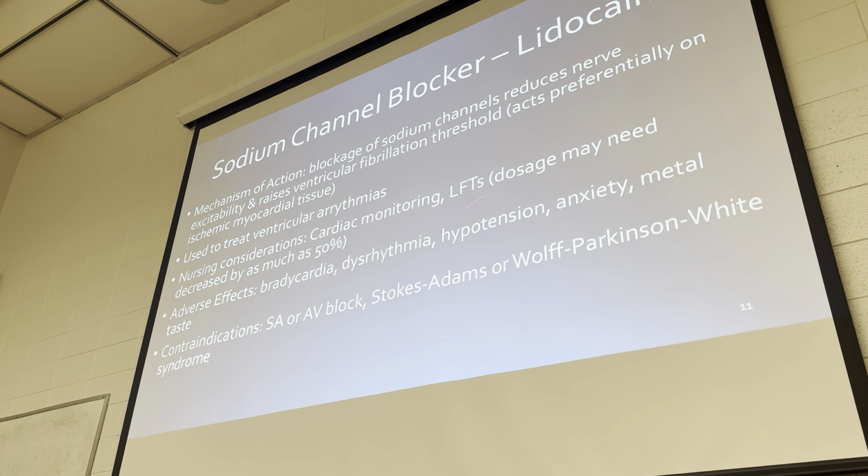So if we have impaired liver function, the dosage may need to be decreased by as much as half. Okay, it is going to change your dosing.